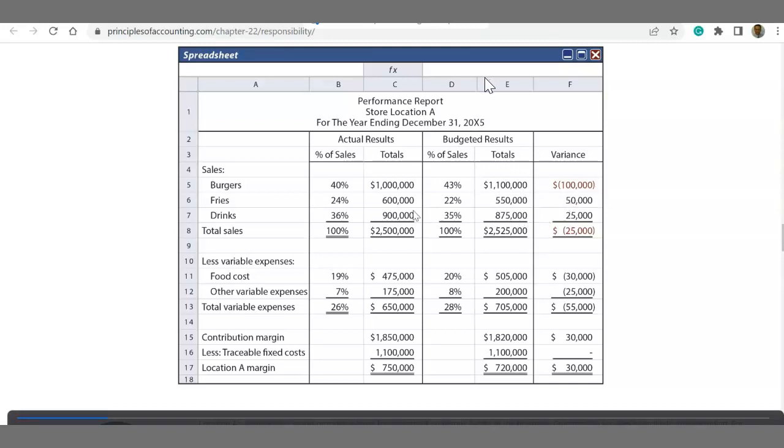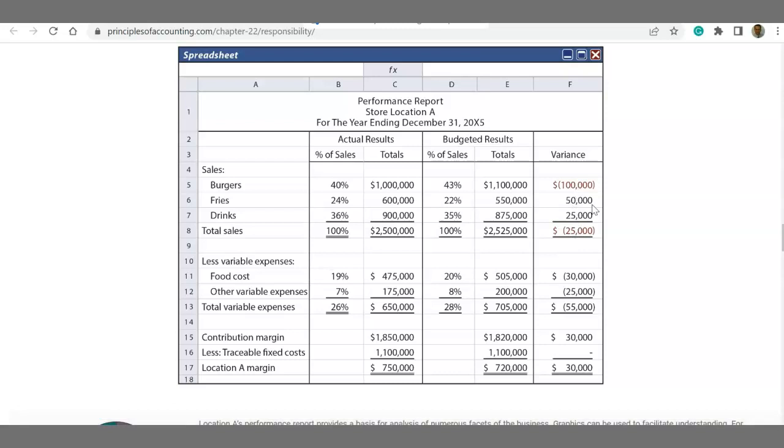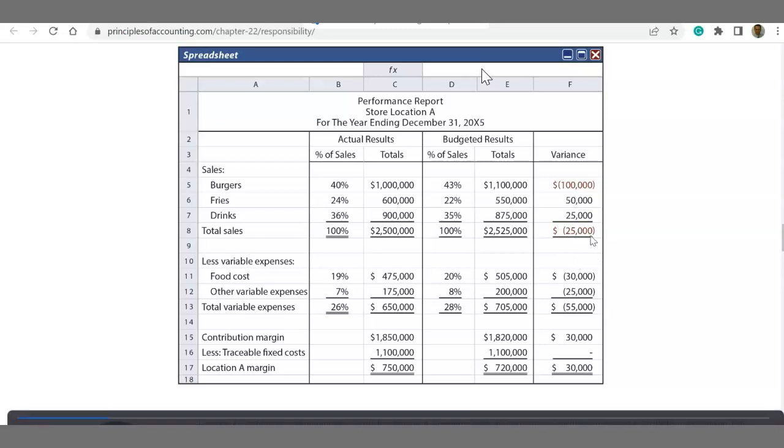However, let's say the budget for fries was 550,000, but the sales was way more than that, 50,000 more. So that's a positive. 875,000 for drink. That's the budget, but we sold more. So that was 25,000 positive. So you end up with a bottom line of $25,000 in the variances in regards to sales.